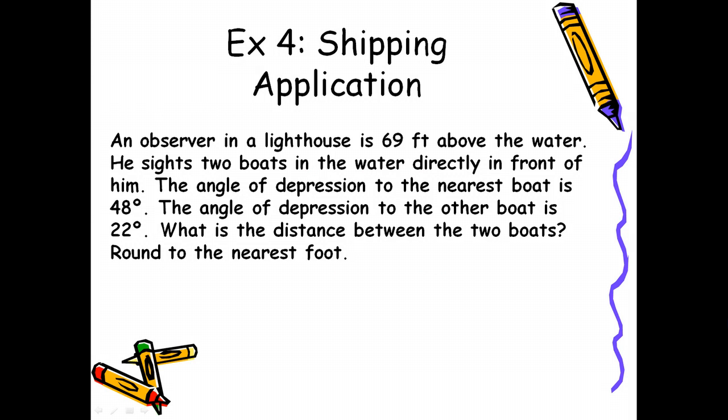Another application, a shipping application. An observer in a lighthouse is 69 feet above the water. He sights two boats in the water directly in front of him, and the angle of depression to the nearest boat is 48 degrees. The angle of depression to the other boat is 22 degrees. What is the distance between the two boats? And we want to round this to the nearest foot.